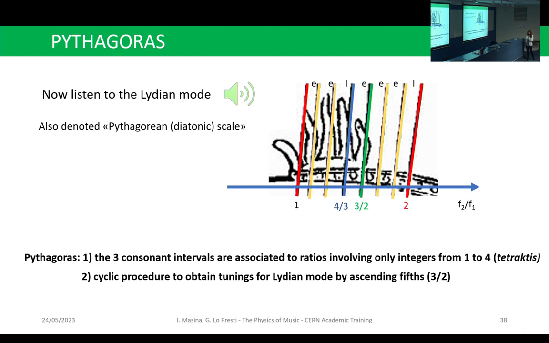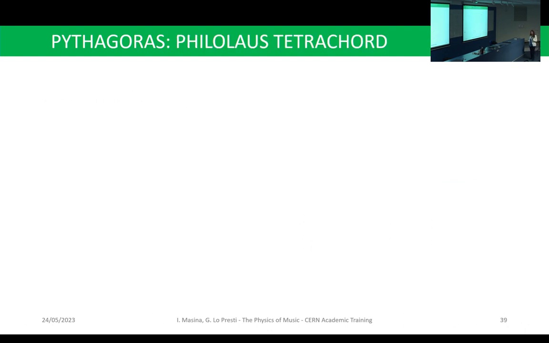And from a more practical point of view, less mystic, there is attributed to Pythagoras a cyclic procedure to obtain tunings for the Lydian mode by ascending fifths, that I learned after 2,500 years. Of Pythagoras, I was instructed to tune my instrument in this way. Then I bought an electronic tuner and just worked with that. But with the harp, you really do this every day in case you don't have an electronic tuner.